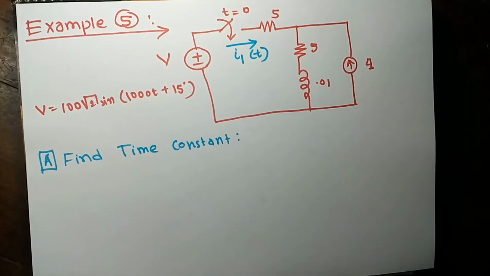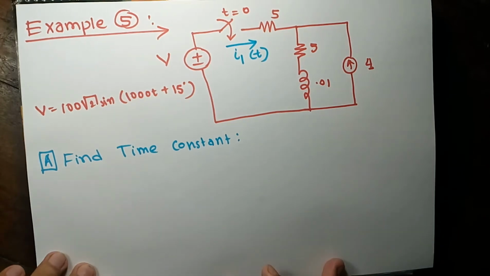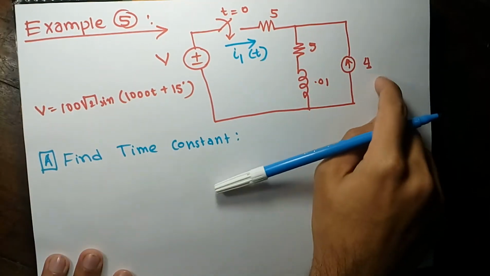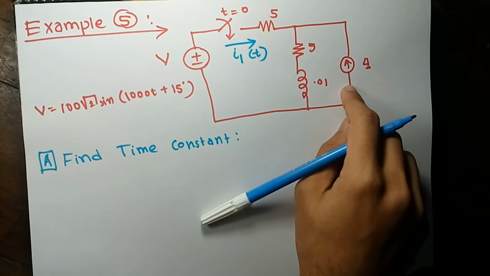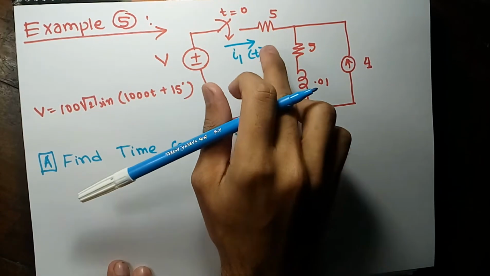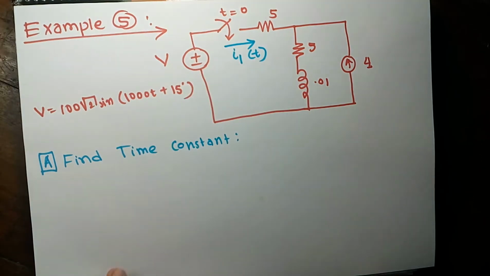So this will be example number 5 from the slide, and this will be the last example for RL circuits. After that we will move to RC circuits. And again, this is a circuit that has both an AC portion and a DC portion, and we are asked to find the current through this resistor after switching occurs.